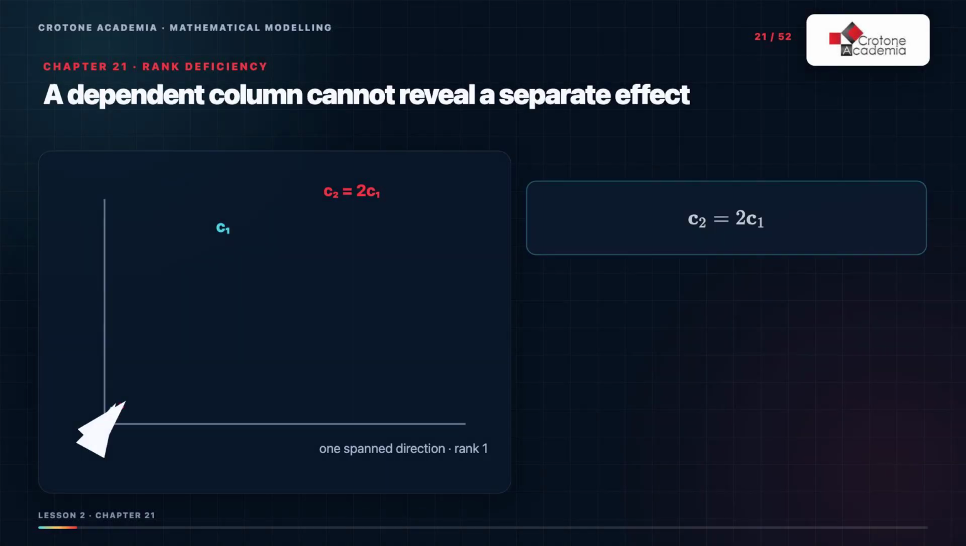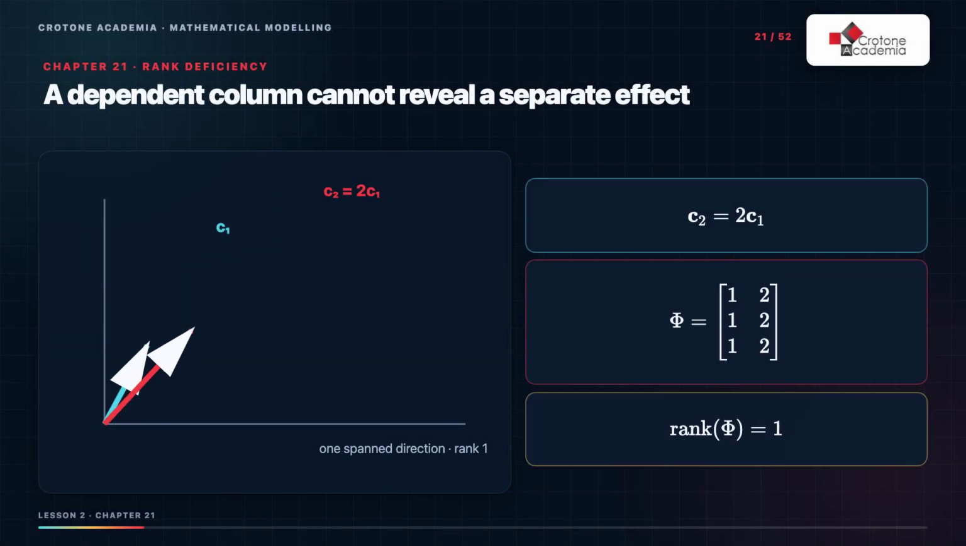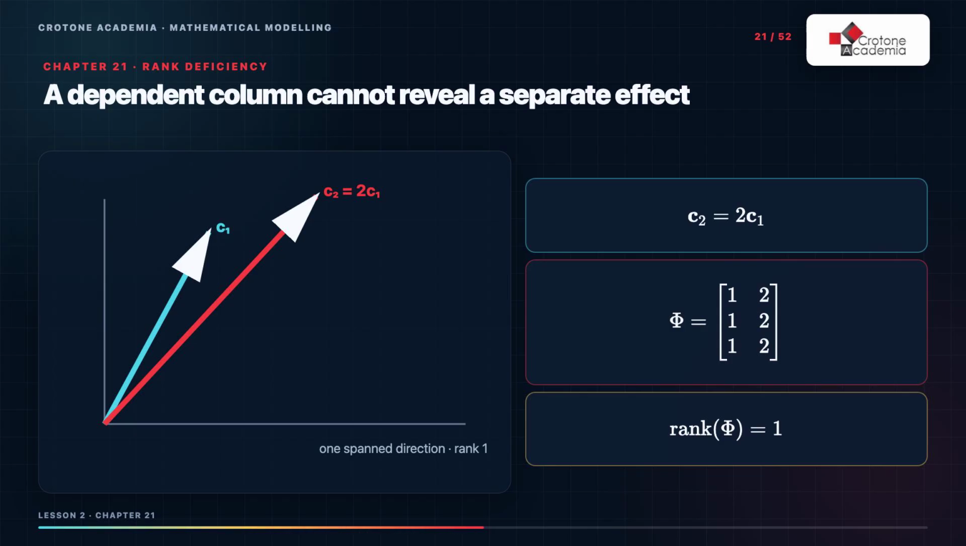Now let the columns be 1, 1, 1, and 2, 2, 2. The second is exactly twice the first. Changing its weight produces the same prediction direction as changing the first weight by a different amount. The data cannot tell which parameter caused the shared effect. Although the matrix has two columns, it has rank 1. A two-parameter model cannot be uniquely identified from it.